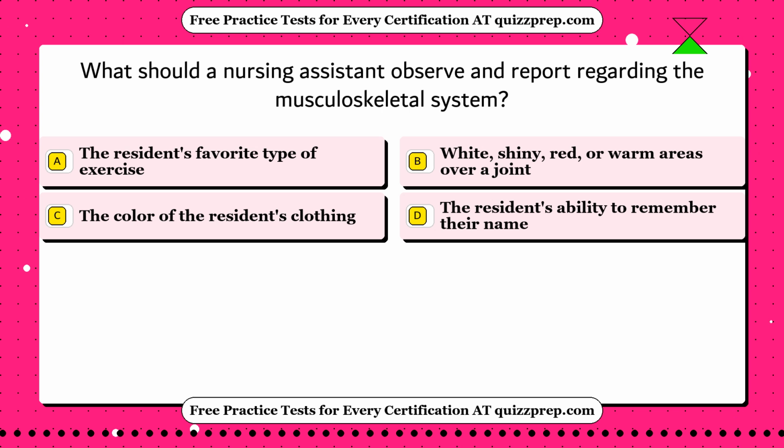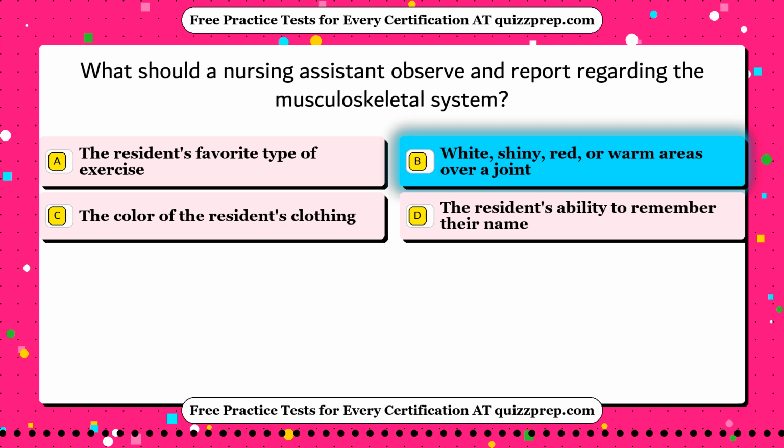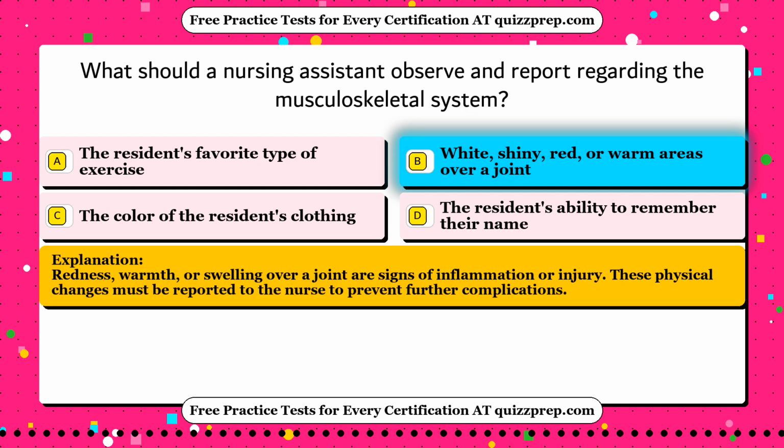Question 37. What should a nursing assistant observe and report regarding the musculoskeletal system? Option A, the resident's favorite type of exercise. Option B, white, shiny, red, or warm areas over a joint. Option C, the color of the resident's clothing. Option D, the resident's ability to remember their name. The correct answer is option B, white, shiny, red, or warm areas over a joint. Redness, warmth, or swelling over a joint are signs of inflammation or injury. These physical changes must be reported to the nurse to prevent further complications.